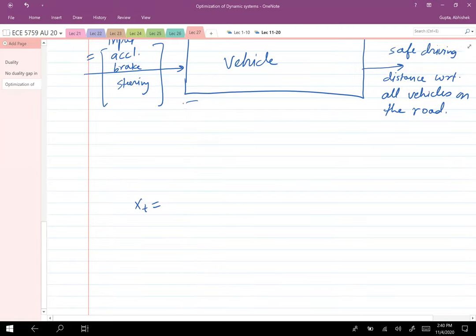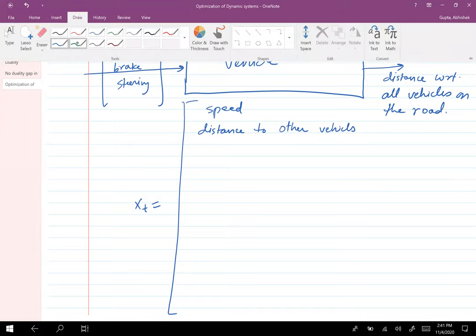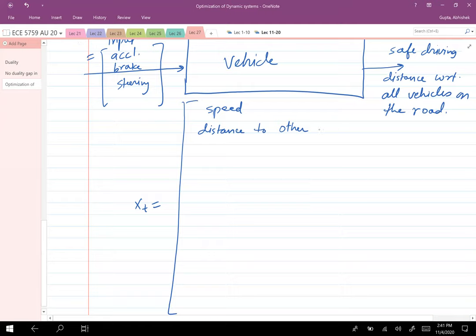Any thoughts? Speed, distance to other vehicles. Nice. What else? Anyone else want to take a stab at this problem? So the speed of your own vehicle, distance to the other vehicles, what else?